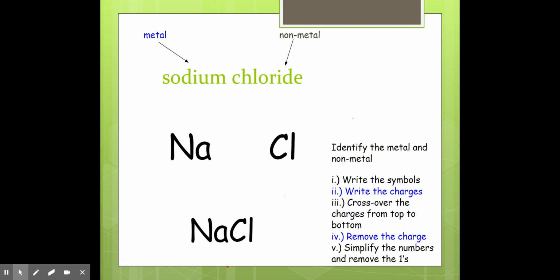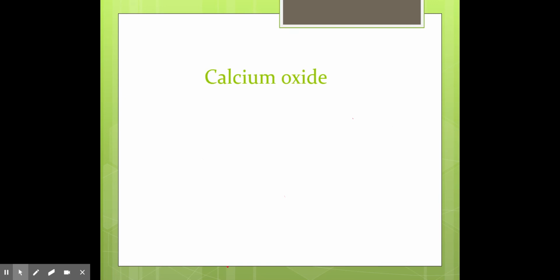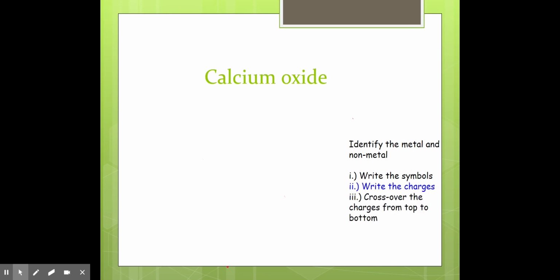All right, I want you to try sodium oxide. I'm going to count down from 3, and during that time, go ahead and pause the video, try this one, and then check your answer. 3, 2, and 1. So again, the rules: symbols, charges, cross them over. Then remove the charges, and if it's the same numbers, simplify them. If they're 1, remove them.